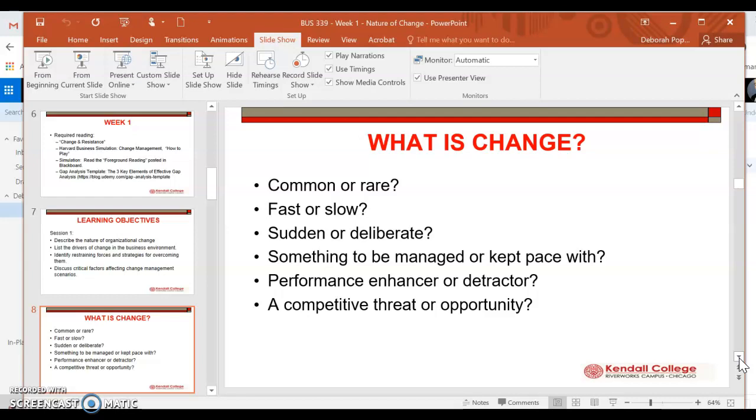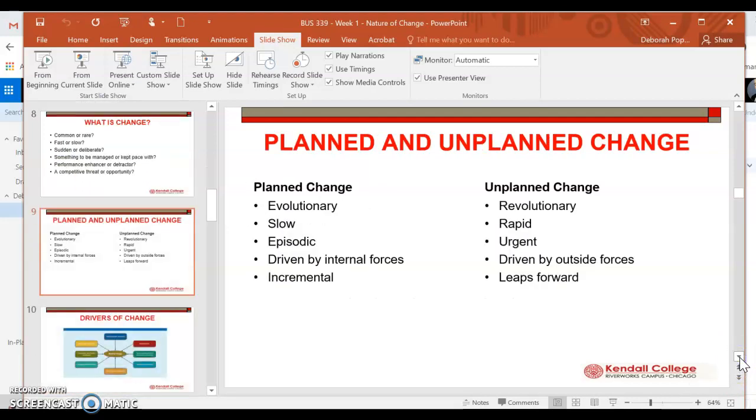Can it improve your performance or hurt your performance? Well, in some situations, if you think about what's happening now, you can see that it's a detractor for many businesses, but it can also, for some businesses, make them think of new ways to get things done and enhance their performance. Is it an opportunity or a threat? That's basically the same thing I just said. There's both sides of the coin. What can you find in a change situation that will be an opportunity to be better?